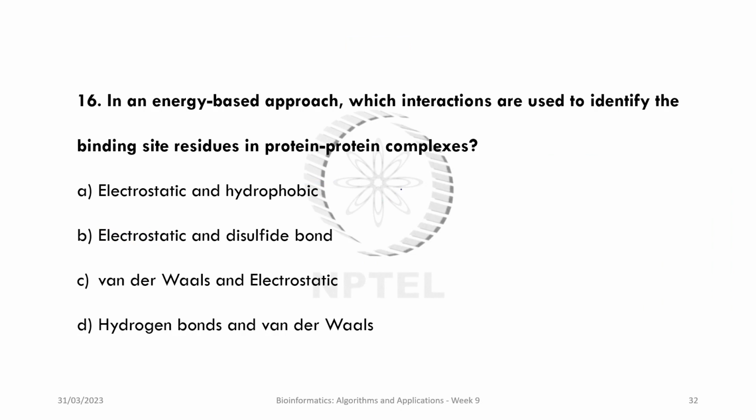Okay, question 16. In an energy based approach, which interactions are used to identify the binding site residues in protein protein complexes? Option A, electrostatic and hydrophobic. B, electrostatic and disulfide bond. C, van der Waals and electrostatic. D, hydrogen bonds and van der Waals. Okay, I think I'm gonna say C.